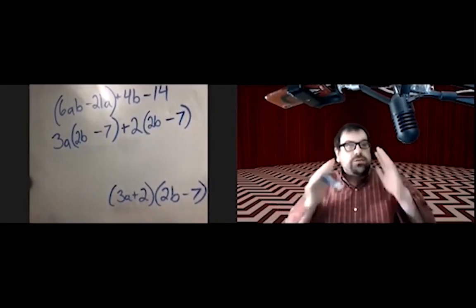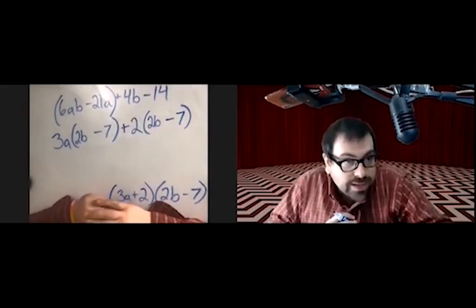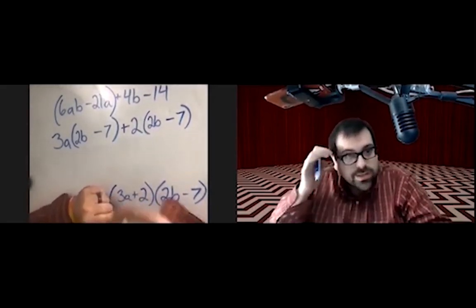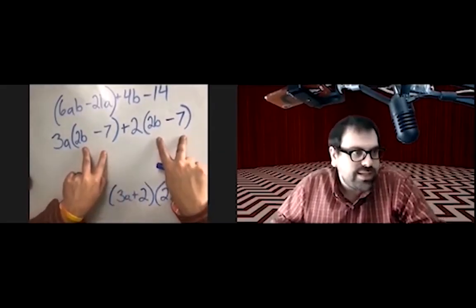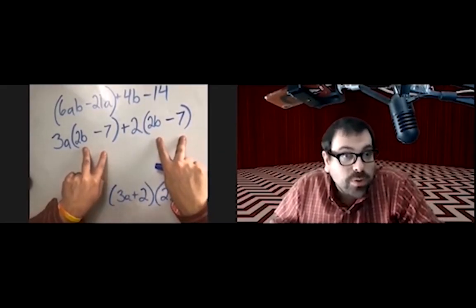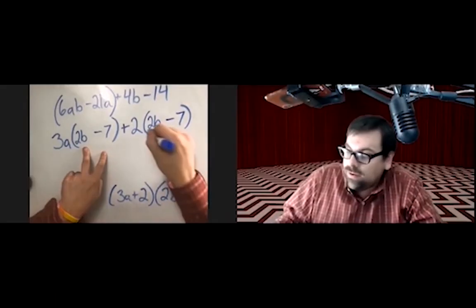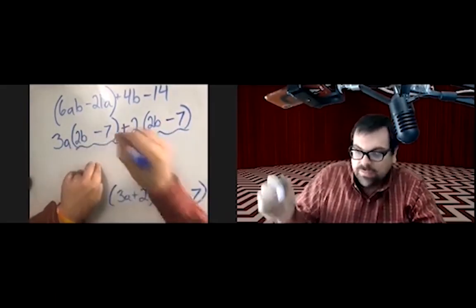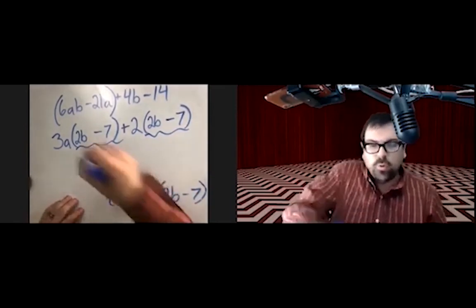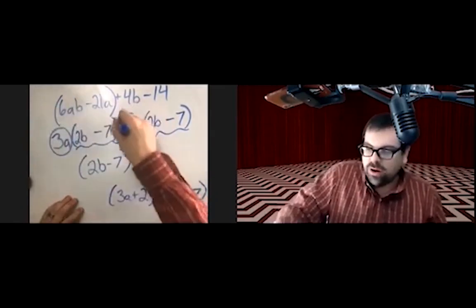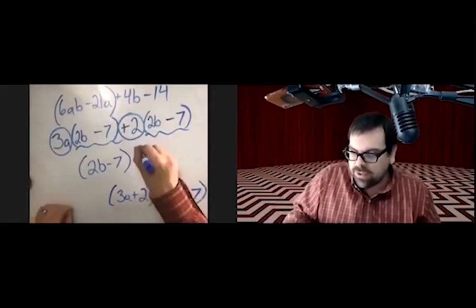Now, if you've done factoring by grouping correctly, the end result is supposed to be that our leftover piece was exactly the same. And lo and behold, the leftover piece is exactly the same. What are we factoring out? That greatest common factor of 2b minus 7. What are we left with? Our leftover piece of 3a plus 2.